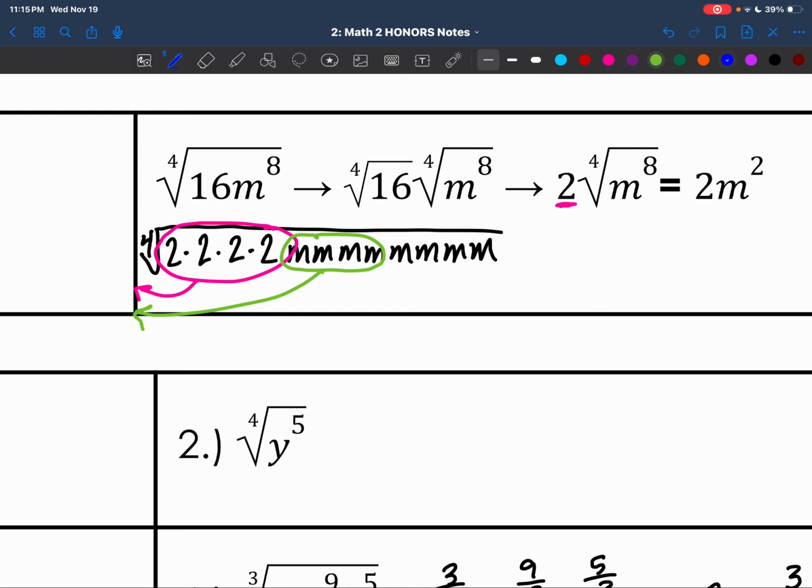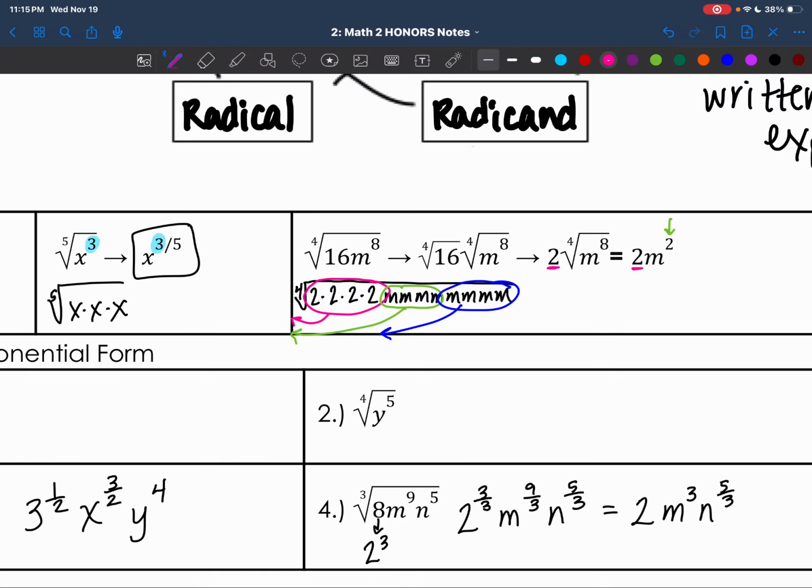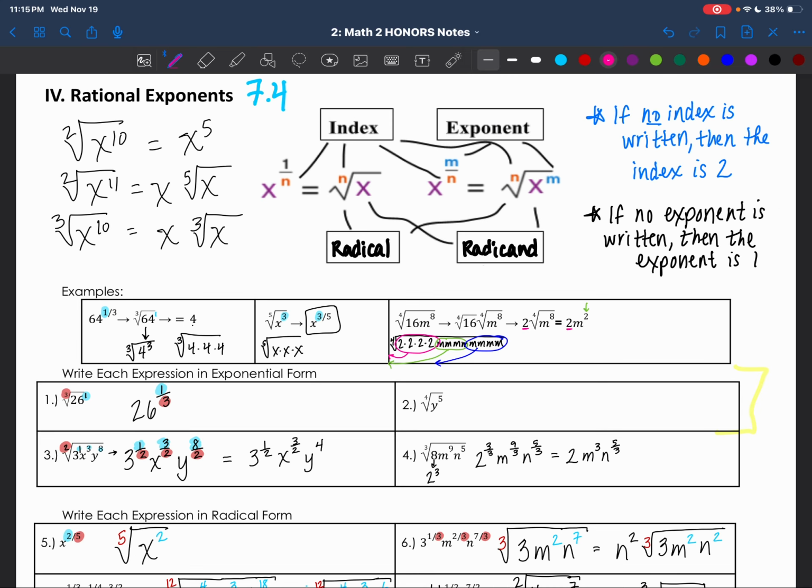And then if you look here, I've got yet another group of 4, which is going to kick out here. So that's why we have 2 groups of 4. So we've got our 4 groups of 2, which is this one. And then our m is really your 2 m's from here. So every time you have a group of however many the index is, you kick it outside the radical.